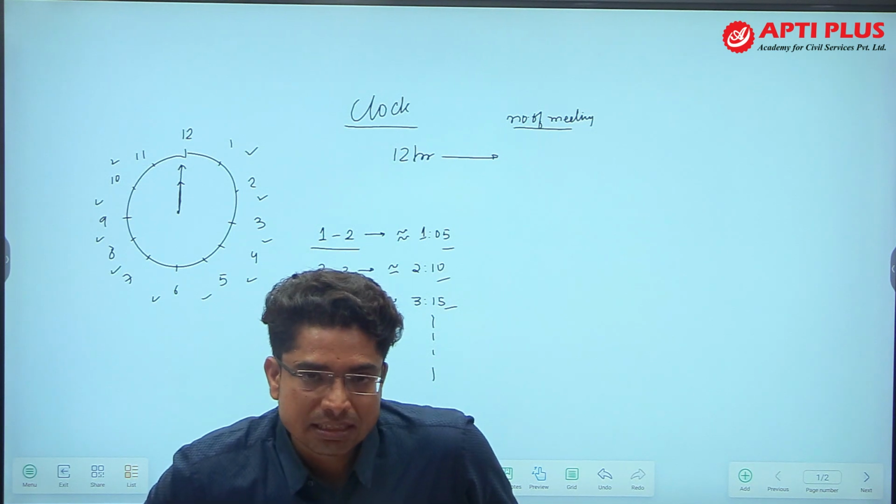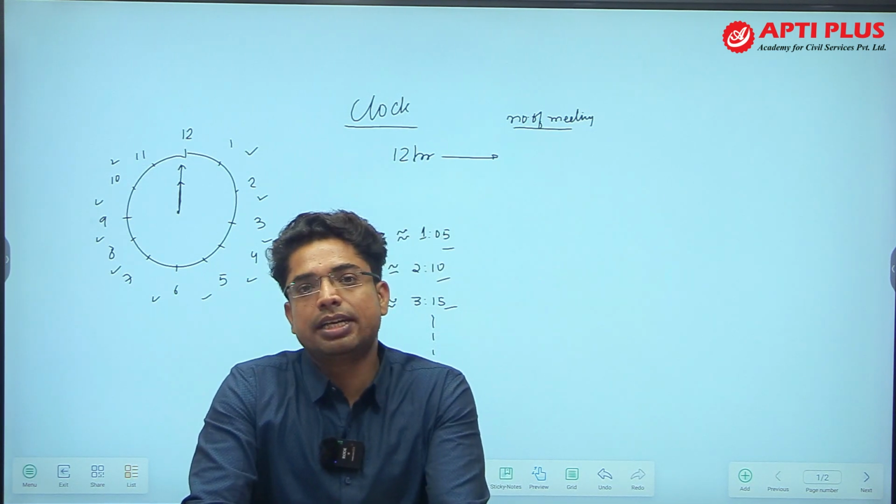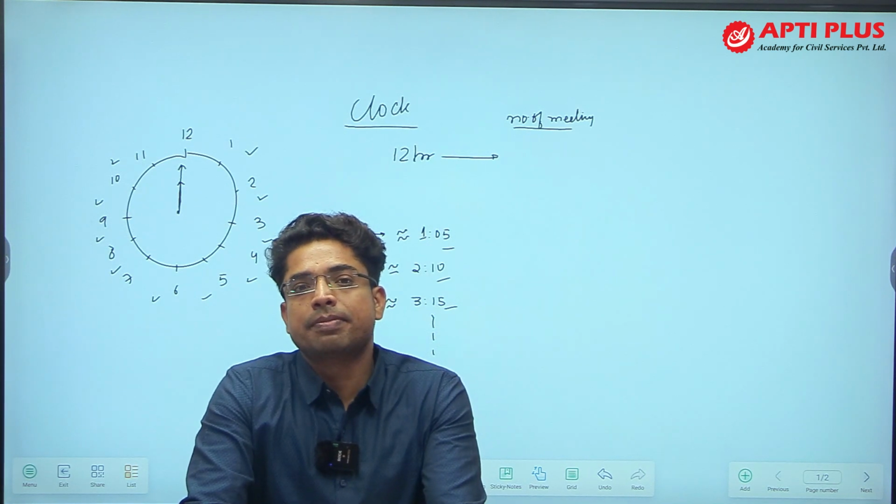Many a time people will say, sir, it is 11:55. At 11:55, the hands of the clock do not coincide. It does not completely overlap. Why?